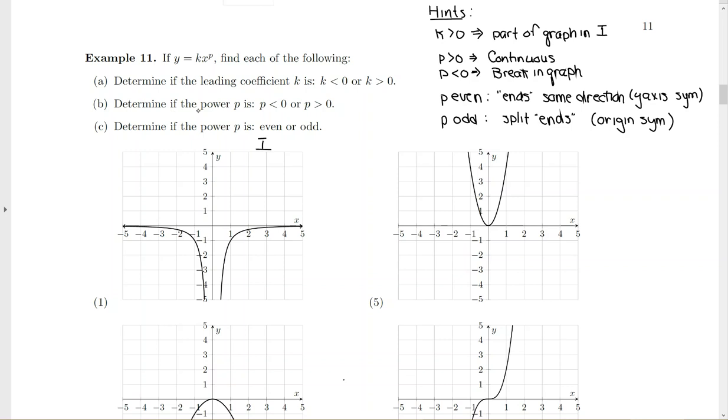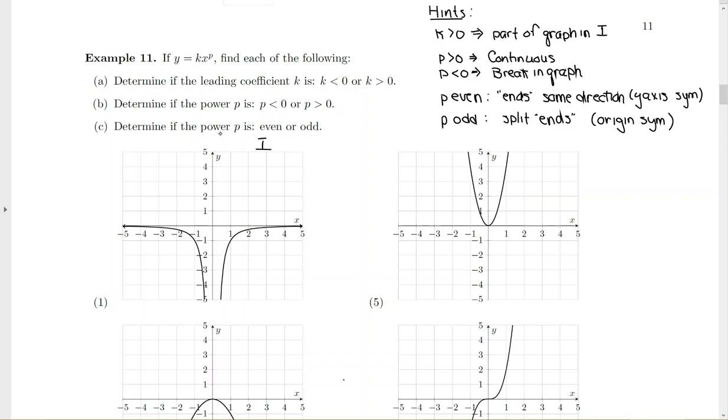For part B, the power p less than 0 or greater than 0. What that's asking is, is the power a negative number or a positive number? If it's greater than 0 or positive, then it's going to be continuous. In other words, there's no break in the graph when you go to trace the graph. But if p is less than 0, you're going to have a definite break in the graph.